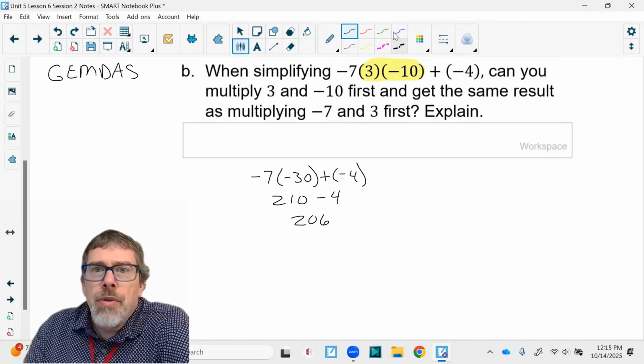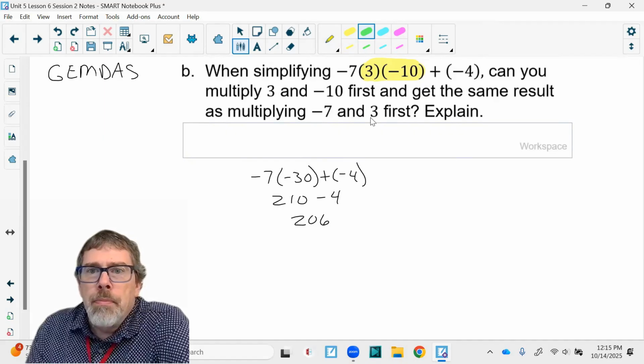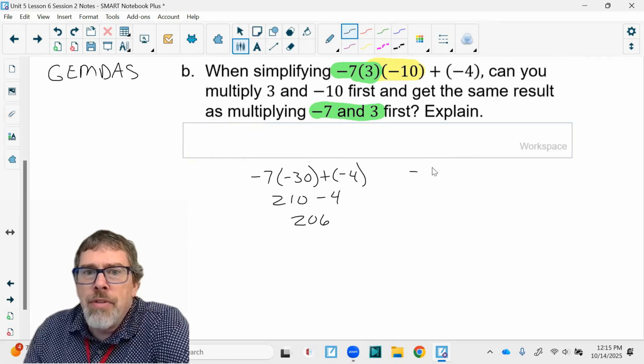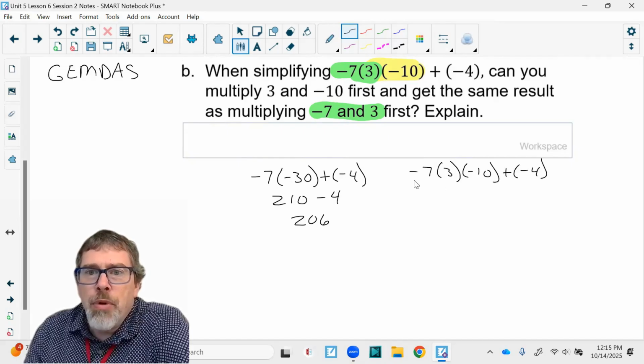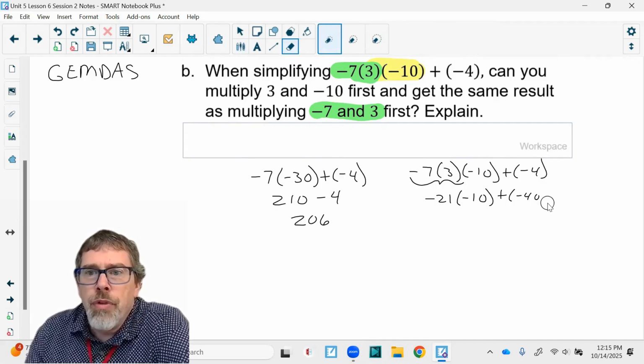Okay? So then I'm going to do it again, but this time I'm going to multiply -7 and 3 first. So that'd be -7 times 3. We're going to do this part first this time. So I'm going to rewrite it: -7 times 3 times -10 plus a -4. And I'm going to do this first. And that's -21. And then I'm going to multiply that by -10 plus a -4.